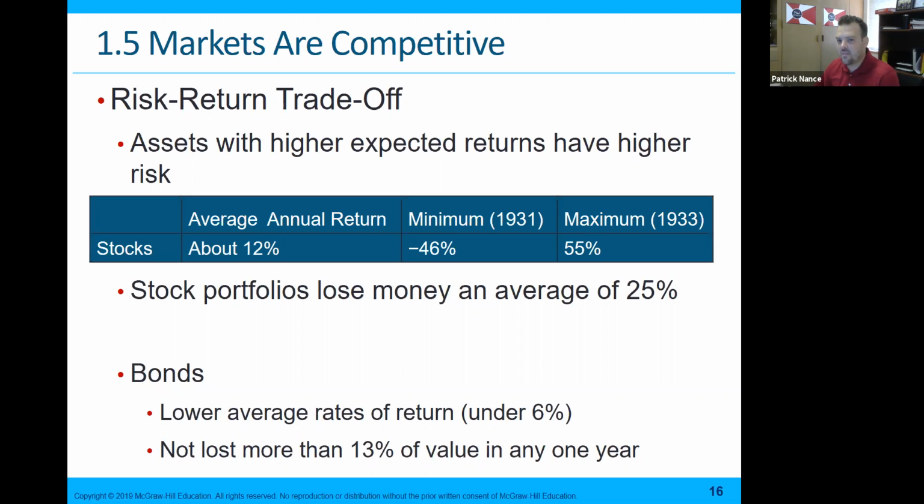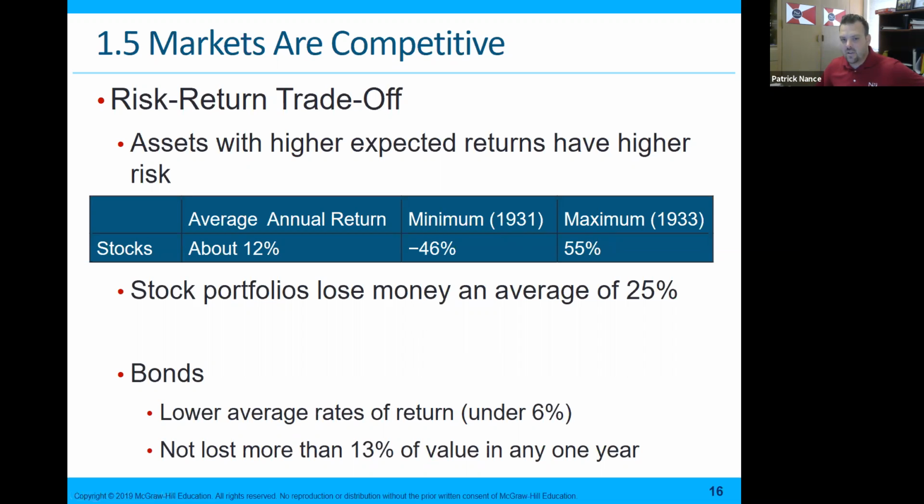lose an average of 25%, which I think is crazy. That number seems off to me, but you notice average annual return, and this is, I believe, for the S&P 500, if I remember correctly, is 12%, but then we also have some years that are really big swings. These are the biggest swings within a year on the S&P 500. 1931 being there in the Great Depression, and this 1933 when we were starting to come out of the Great Depression. So that makes sense that those years are on there.